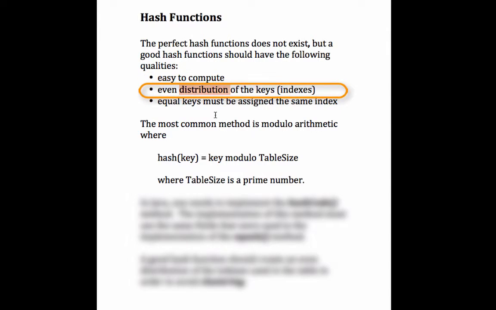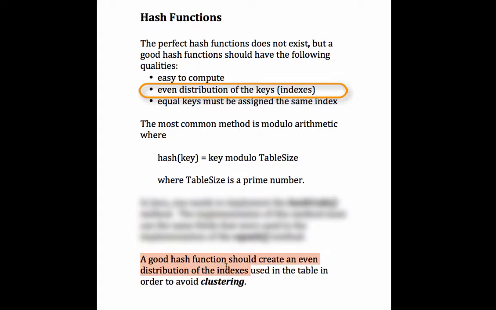The second characteristic is that they should have an even distribution. What does it mean? If we have a table with 50 indexes, we want all those 50 indexes to be used equally. If not, we end up with a problem called clustering, which means certain clusters of indexes are used more than others, and other clusters of indexes are used rarely. So what we want is an even distribution of the indexes.